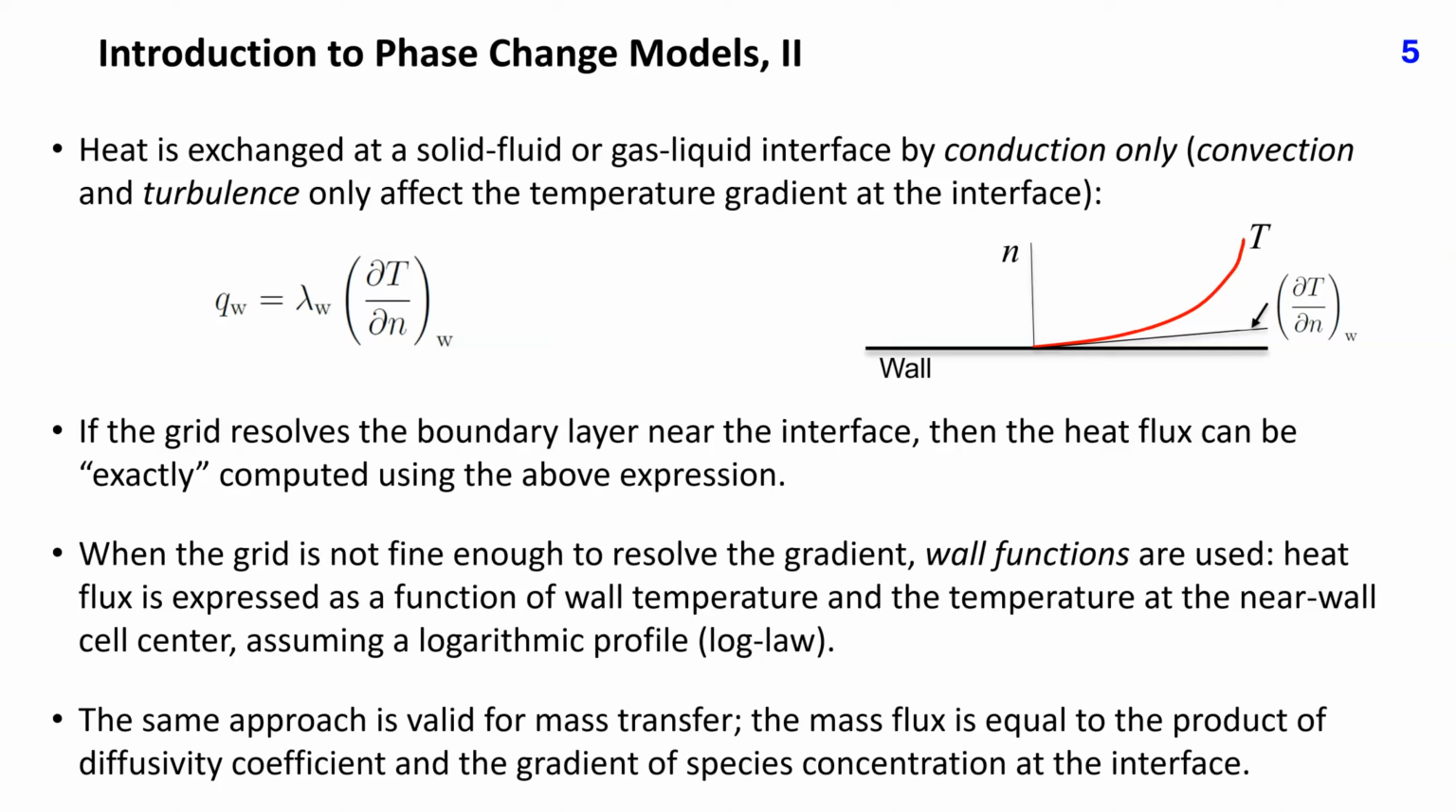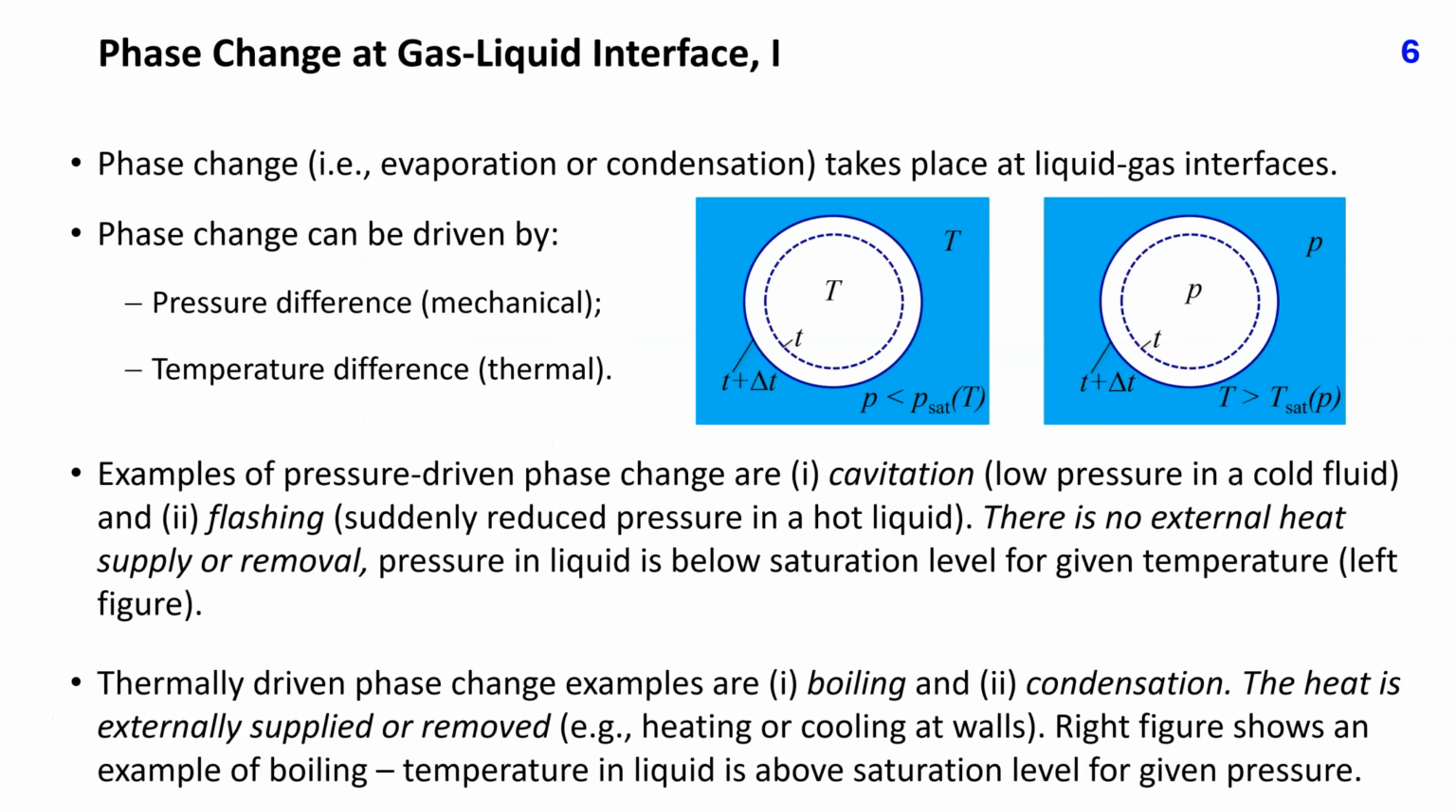The same approach is valid for mass transfer. The mass flux is equal to the product of the diffusivity coefficient and the gradient of species concentration at the interface. We shall only consider phase change at the liquid-gas interfaces. Melting and solidification will not be covered.